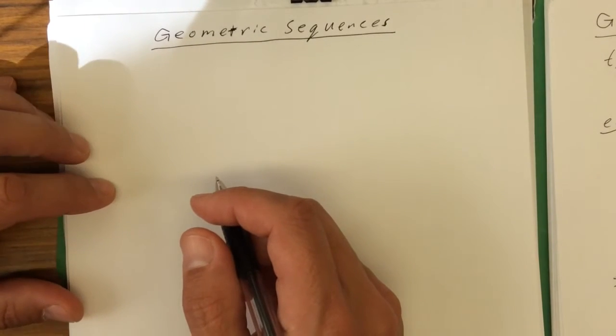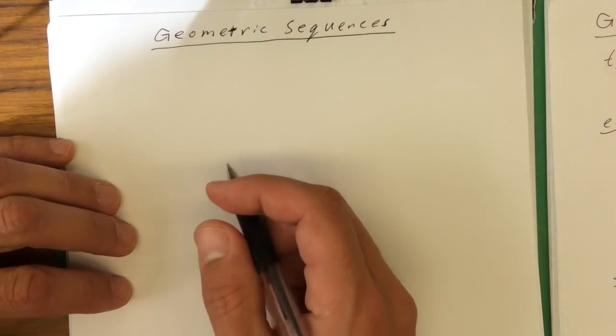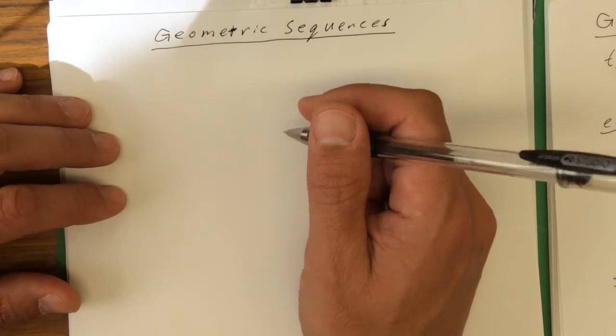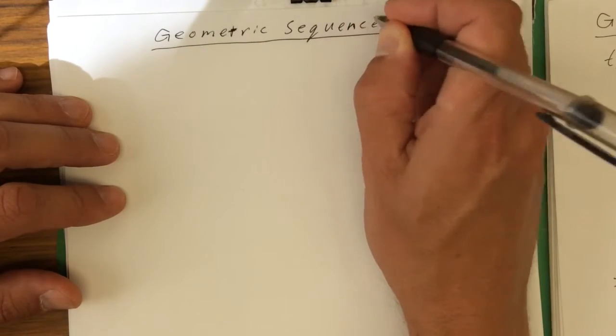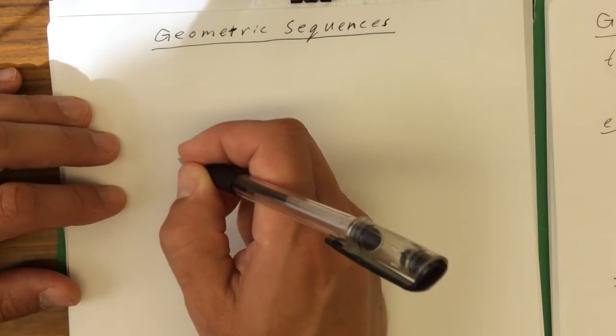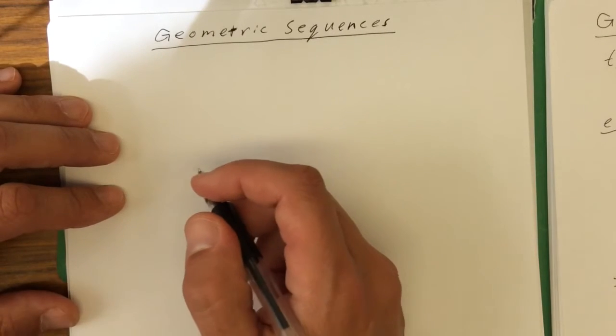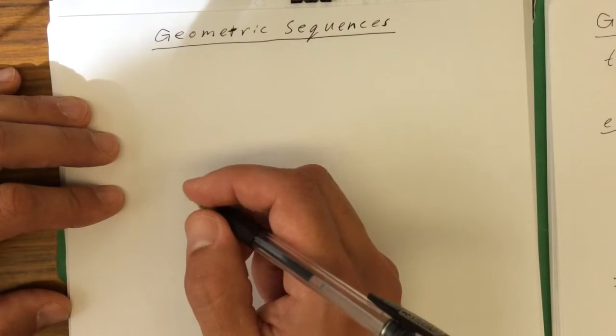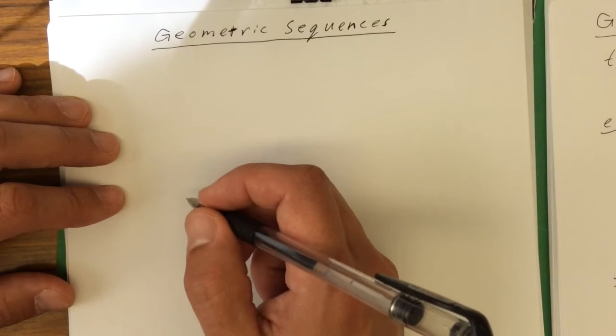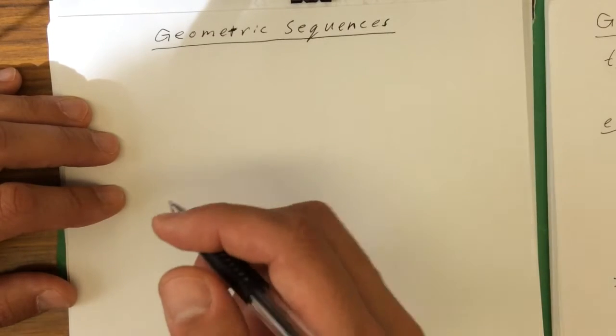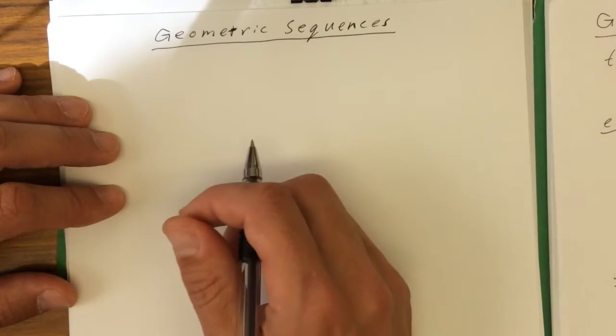Okay, in this video we're going to look at geometric sequences. All right, this is a sequence where, instead of like the arithmetic sequence where you add a certain number each time, that's a common difference and it's linear, this one is exponential. So this is where you multiply the previous term by the same number each time to get the next.